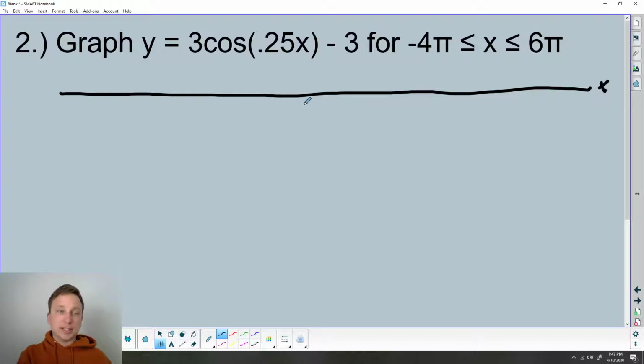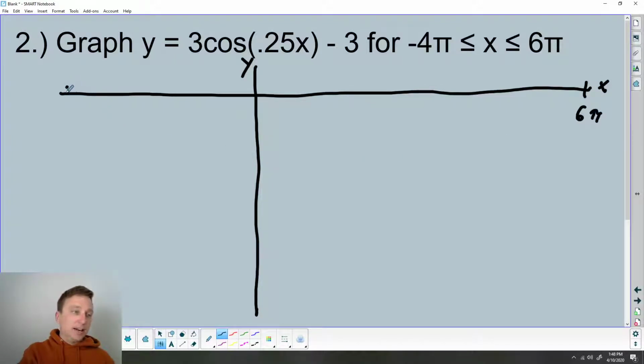We'll worry about the units in a little bit. And then we're going to want more in the positive direction than the negative. So let's go about right here for my y-axis. So here's y. And we're going between 6 pi and -4 pi. So that looks about right. I'm not going to label my y-axis in this case because I don't want to mess with values.